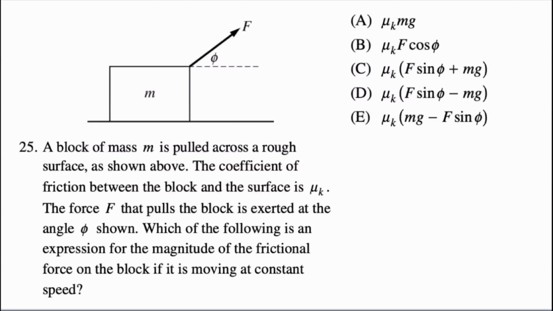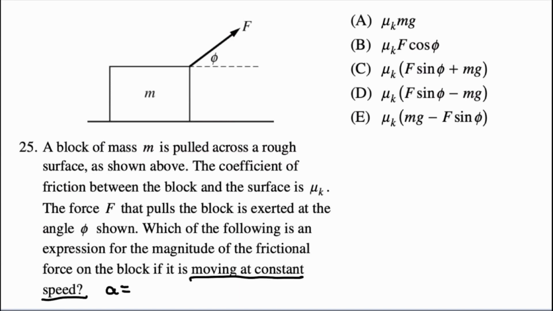25. A block of mass M is pulled across a rough surface as shown above. The coefficient of friction between the block and the surface is mu kinetic friction. So that tells us that the block is moving. The force F that pulls the block is exerted at the angle phi shown. Which of the following is an expression for the magnitude of the frictional force on the block if it is moving at a constant speed?